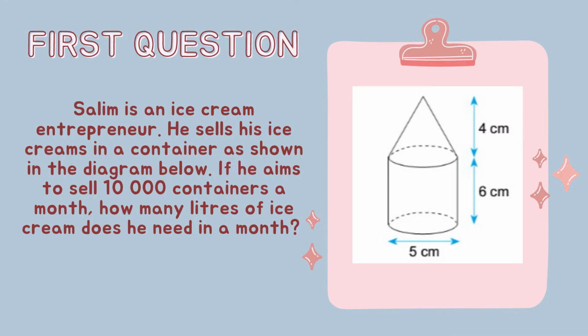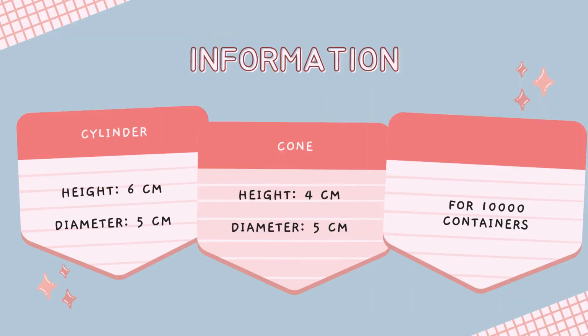Here is the question. Salim is an ice cream entrepreneur. He sells his ice creams in a container as shown in the diagram below. If he aims to sell 10,000 containers in a month, how many liters of ice cream does he need in a month? Next, list out the important information to solve the question. Here is the information that we have for this question.